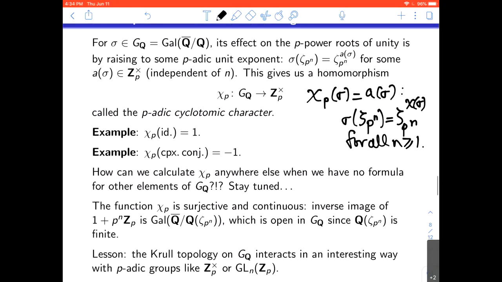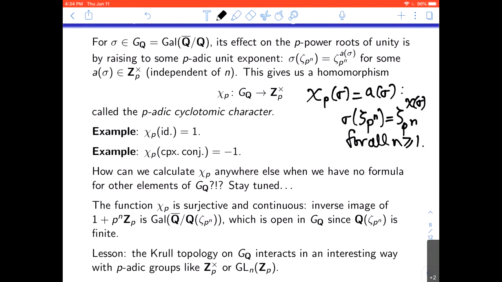So it turns out that this mapping, by looking at the action of automorphisms just on the p-power roots of unity, has the property that every element of Z_p^* occurs in this way. And in fact, this is continuous. The reason it's continuous, to check that a homomorphism is continuous, for example, you look at the inverse image of 1 + p^n Z_p. So in Z_p^*, the number 1 is inside 1 + pZ_p.